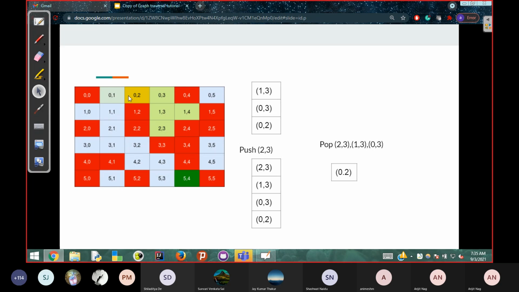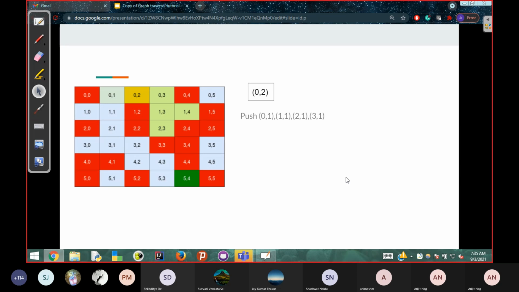Now from 02 we will go to 01, because there are no other options left: 12 is unstable, and 03 is already visited, so only one option is left, that is 01. Again, for simplicity we add all these things together. So basically from 01 you can go to 11, you can go to 21, you can go to 31. We can take it as a single step, but there will be different steps.